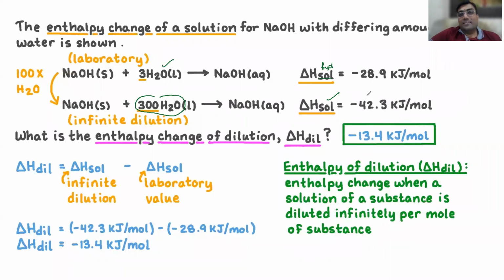So how do you find it? Enthalpy of solution minus enthalpy of hydration is equal to enthalpy of dilution. So solution minus hydration: this is solution, minus hydration, 28.9 minus minus 13.4. Am I right? Yes, sir.